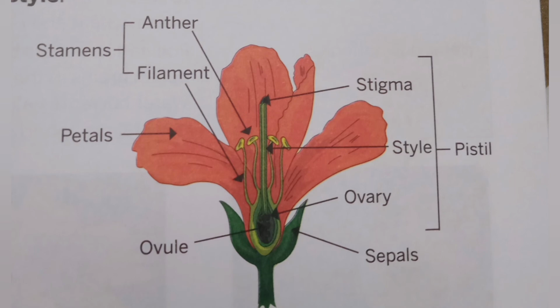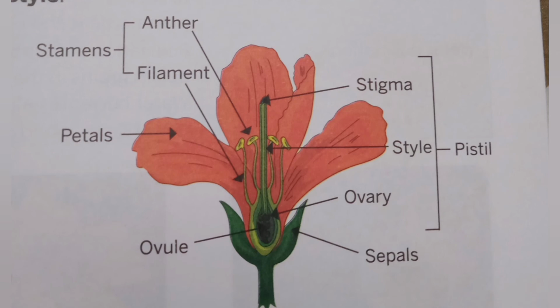So, when pollination occurs, what happens? The first thing I will tell you is that the process of transfer of pollen from the anthers, the male part, to the stigma of the pistil, the female part, is known as pollination. It can be done in two ways, self-pollination and cross-pollination.